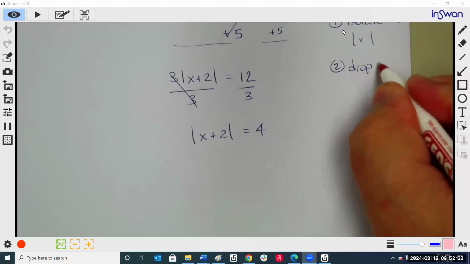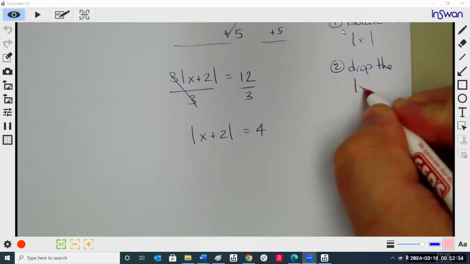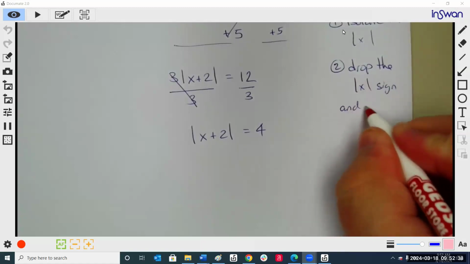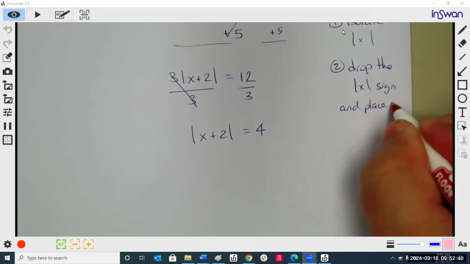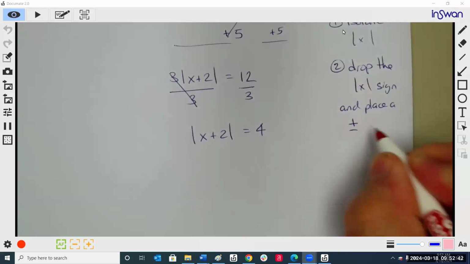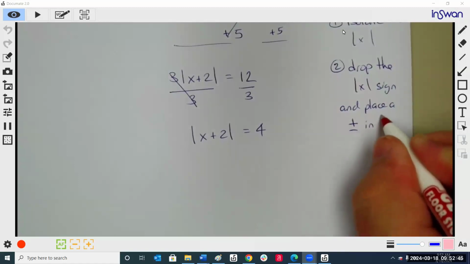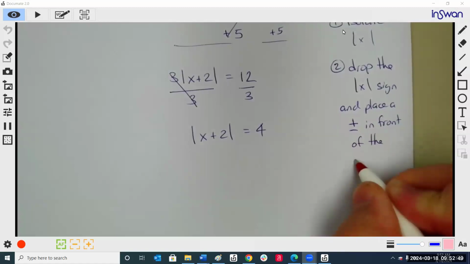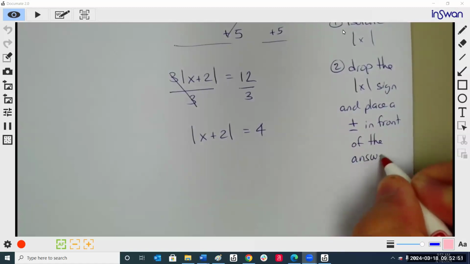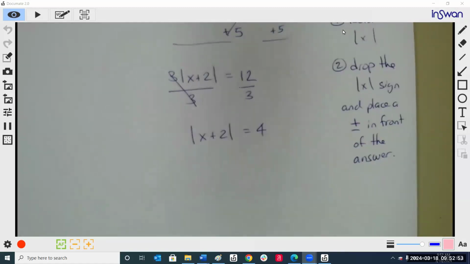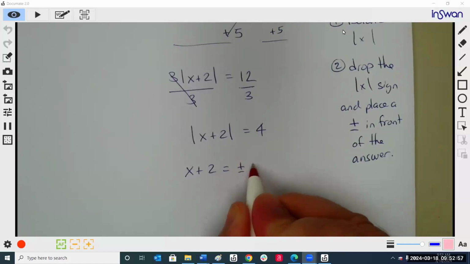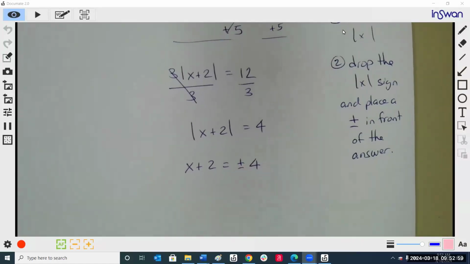Drop the absolute value sign and place a plus or minus in front of the answer. So we drop the absolute value. We put a plus or minus in front of the answer.